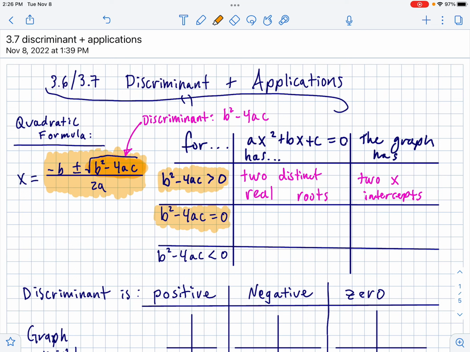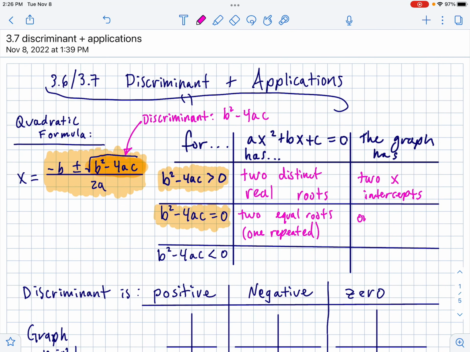If your b squared minus 4ac is perfectly 0, this does happen sometimes, where it's just a 0 underneath the radical sign, underneath the square root, then this means you have two equal real roots, but it's really a repeated root. So really I'm just going to say it's one repeated root. On a graph, it would be just one x-intercept. And I'll draw some pictures of this for you in a second.